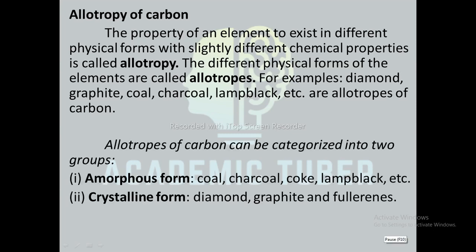Allotropes of carbon can be categorized into two groups. The first is the amorphous form, the second is the crystalline form. The amorphous form of carbon contains charcoal, coal, coke, lampblack, etc. Whereas the crystalline form contains diamond, graphite, fullerenes, etc.